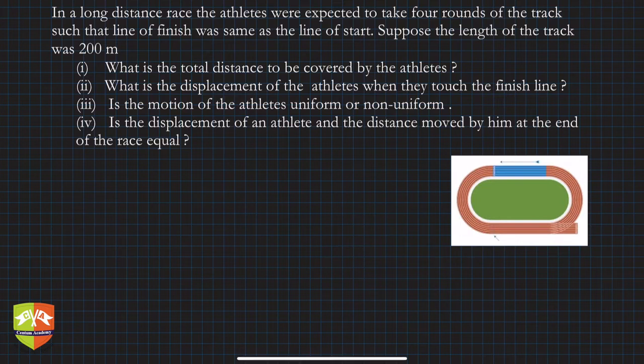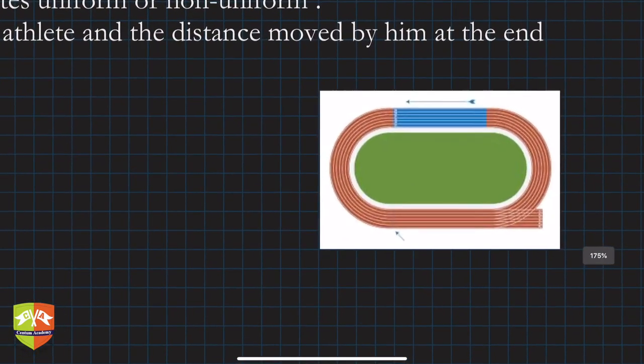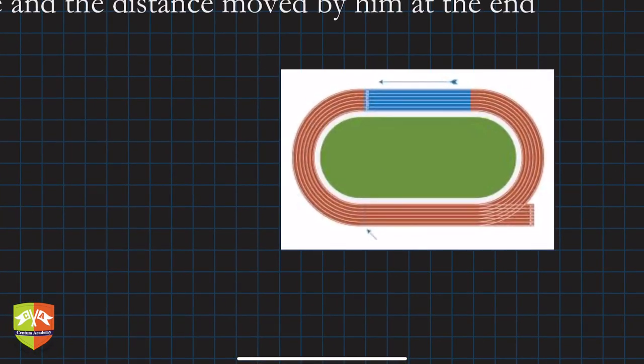So it says, in a long distance race, so there is a race going on, the athletes were expected to take four rounds. This is the data point, four rounds of the track, such that the line of finish was the same as the line of start. Suppose the length of the track was 200 meters. So for your understanding, I have shown a small diagram here, which is a race track.